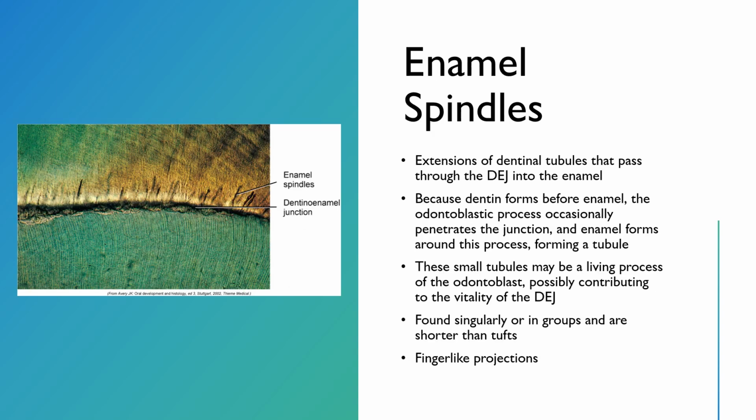Then we also have enamel spindles. These are more like little finger-like projections. You can see these little pieces that stick up, and you can see the difference between these spindles and the tufts.